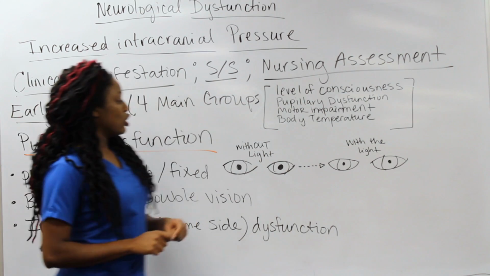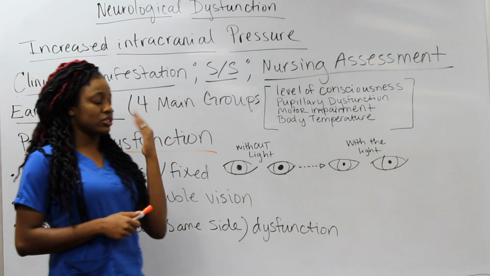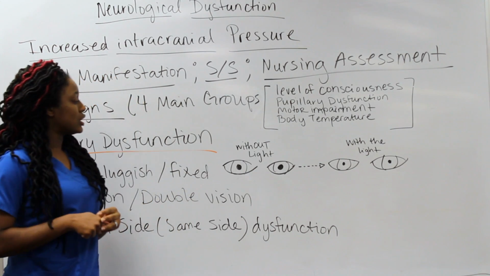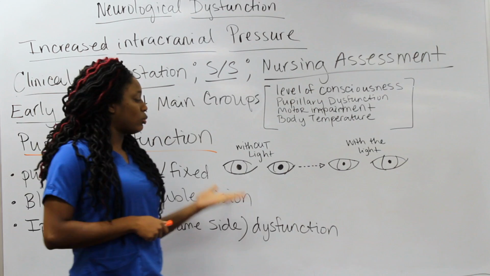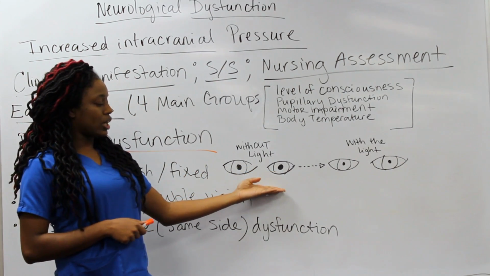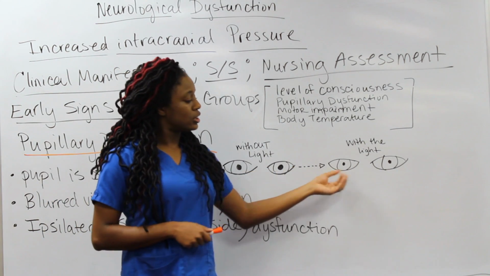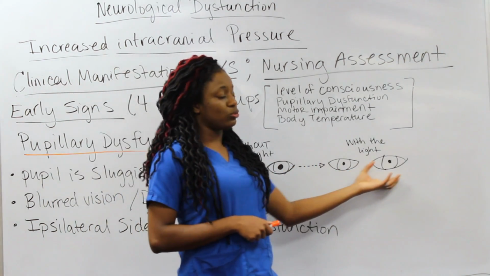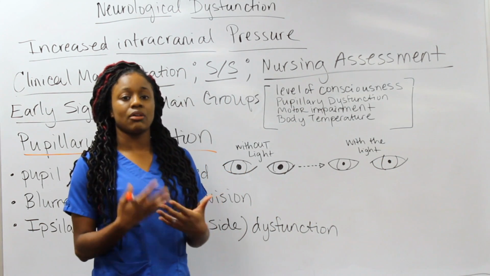Now, when you're doing your neurological assessments and checking the eye, one of the main things you want to do is take your penlight and shine the light. Normally, this is what our eyes look like without the light. They may be 3 mm, and once you shine the light, the pupils are going to constrict. That is the natural way our body functions.